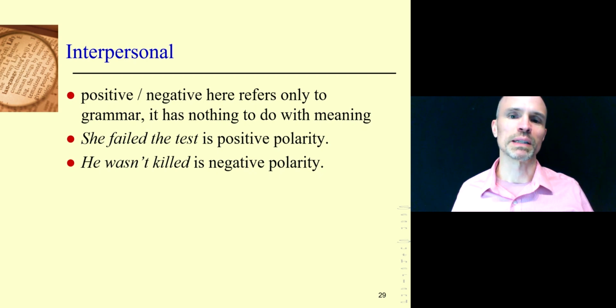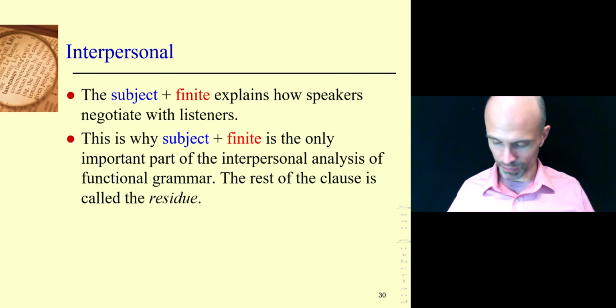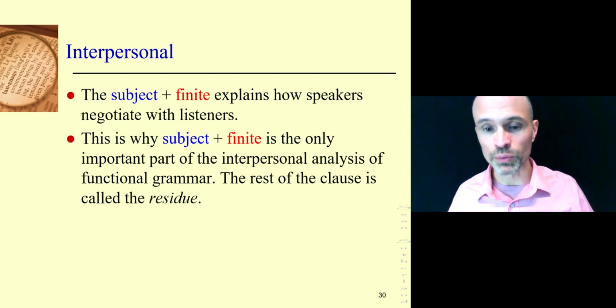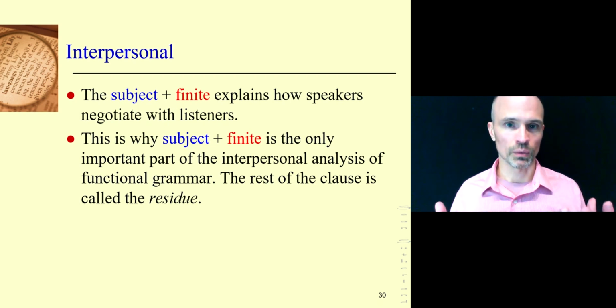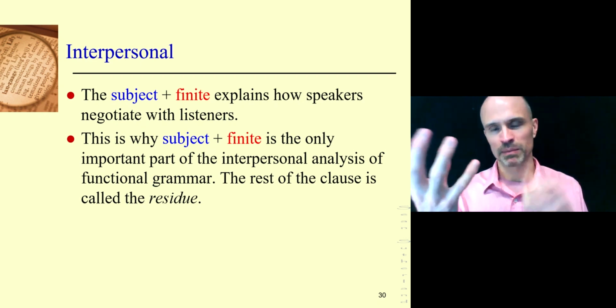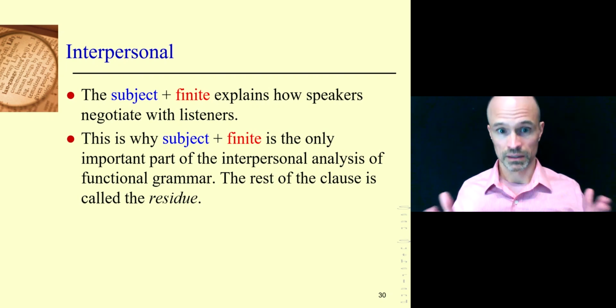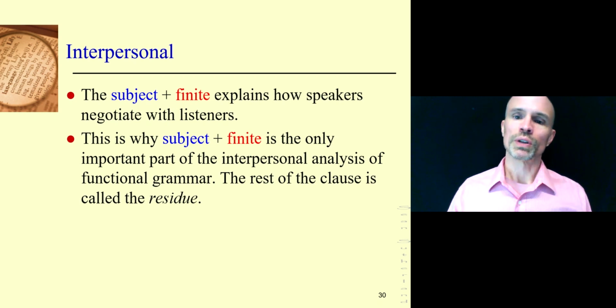As I said, positive polarity refers only to grammar, nothing to do with meaning. You can see that in these examples. Subject and finite tell us how you negotiate, how you talk, how you choose to relate to the people that are listening to you, or as always, that are reading something you wrote. It's only the choices I make when I talk to you: whether I'm telling you something, subject finite, asking you something, finite subject, or prompting you to do something, as in the imperatives, right? Take this, come here. We don't care about the rest.